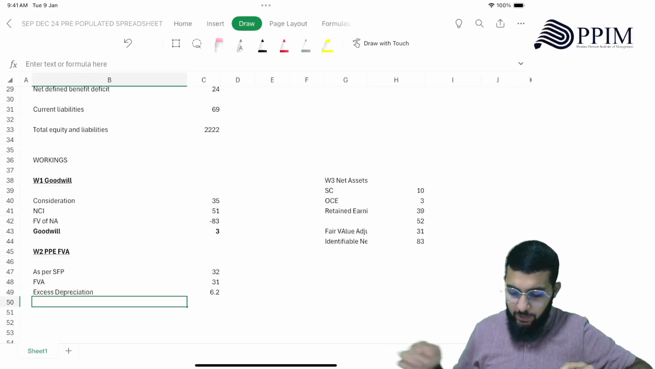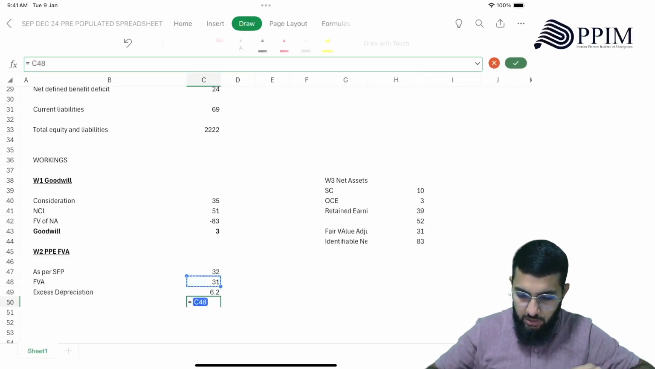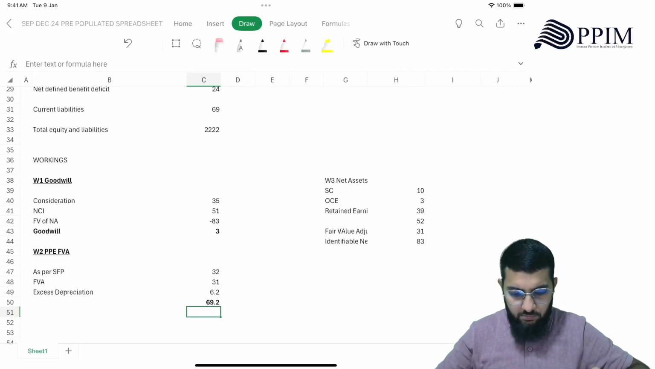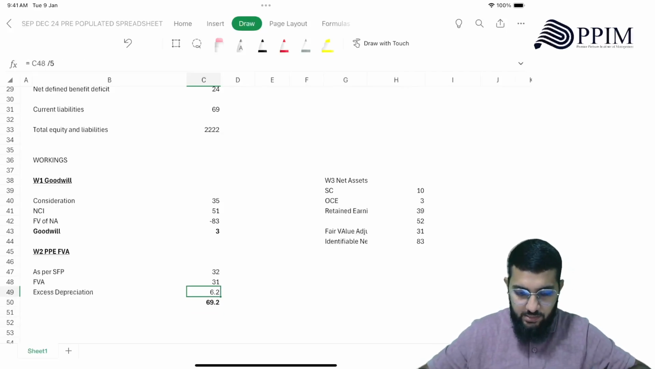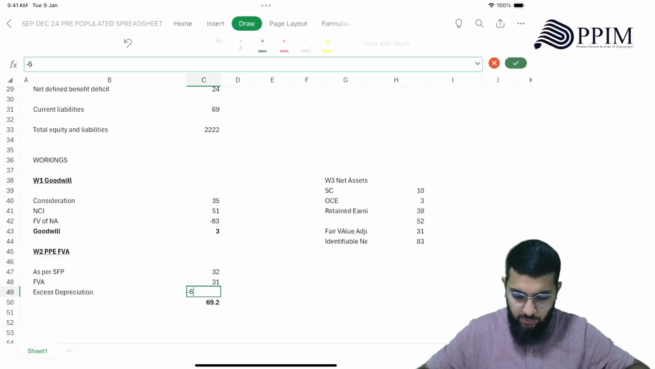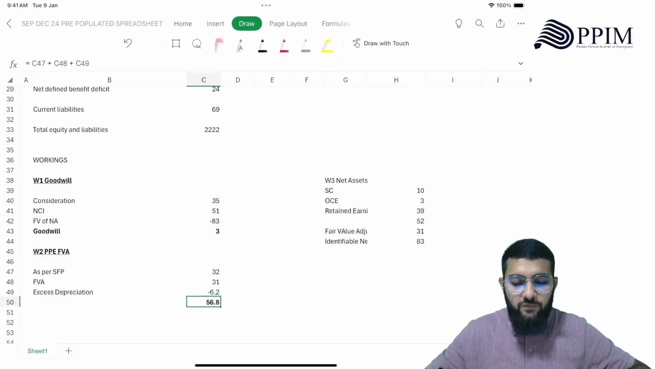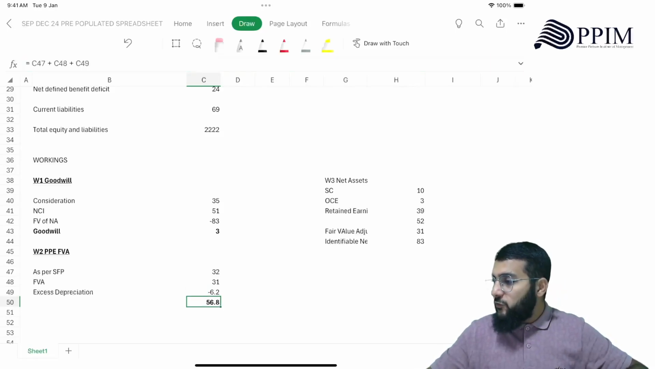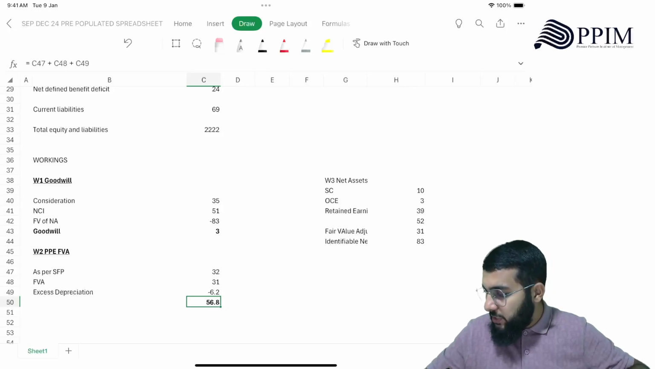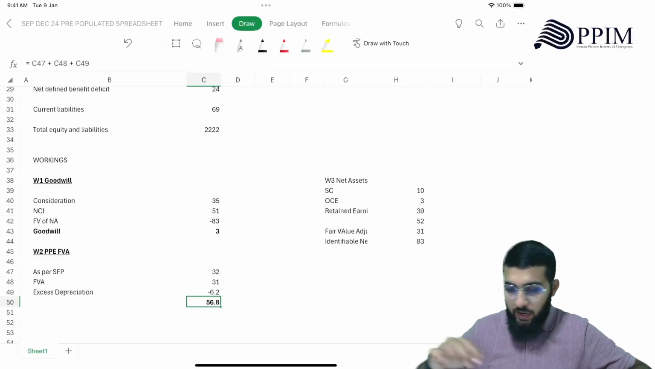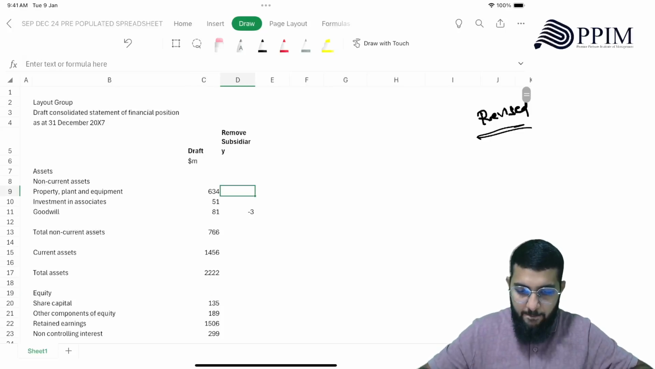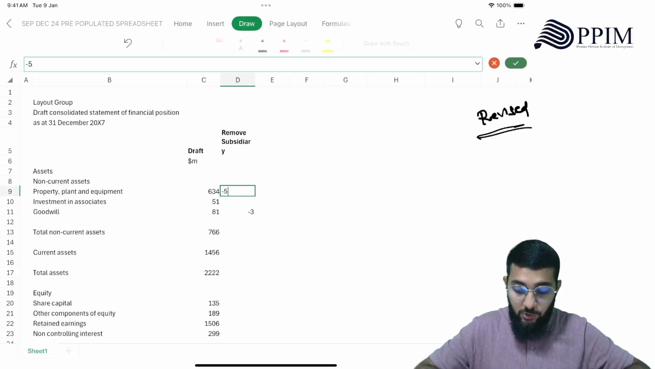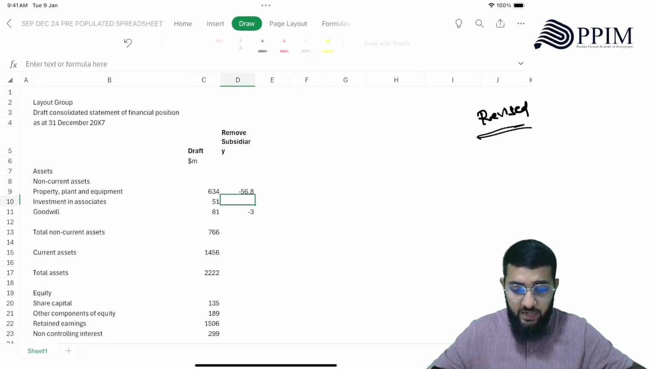So property, plant, and equipment total would be how much? Plus this, minus excess depreciation. So we'll make it minus 6.2. That's 56.8. Now we have to eliminate this 56.8 from our subsidiary. From here we minus 56.8. Be very careful with plus and minuses.